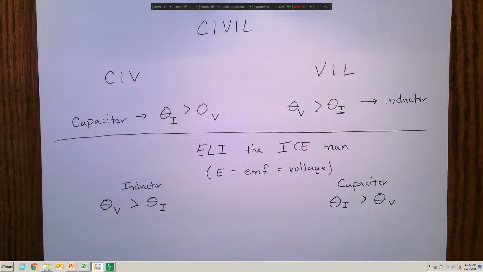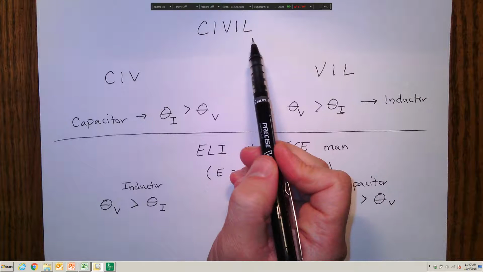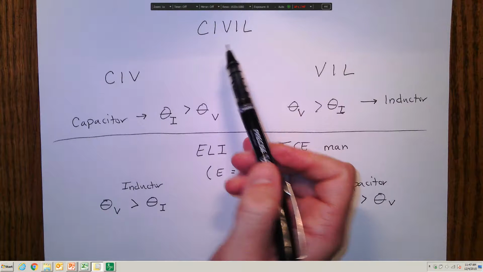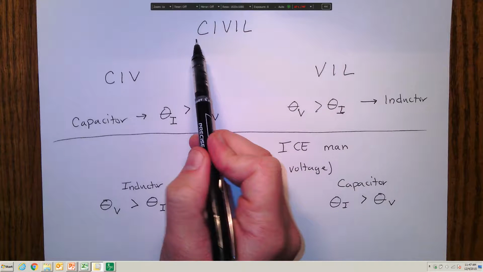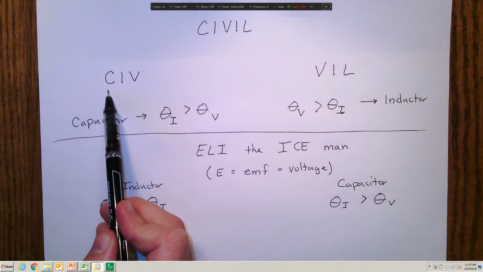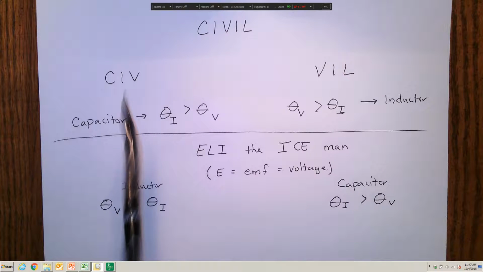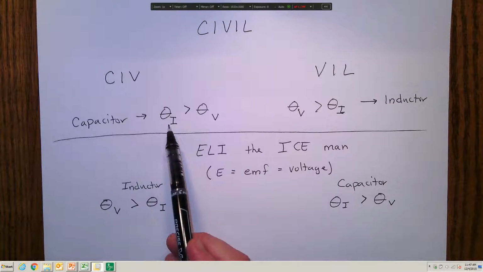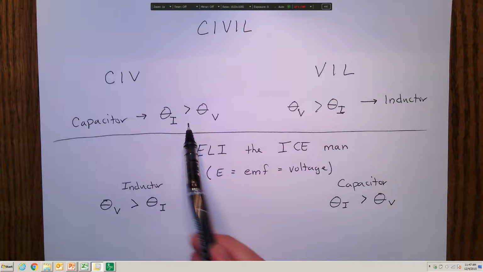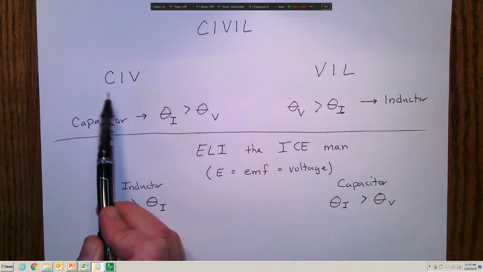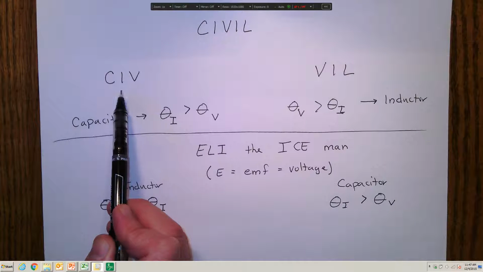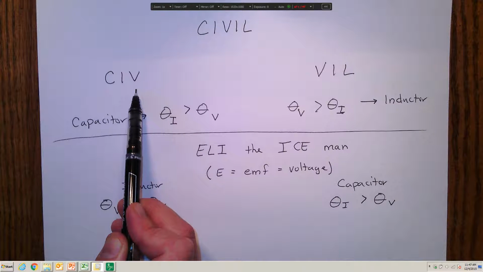And there are two different mnemonics that can be used to help you remember this. The first one is the CIVIL mnemonic. All right, so for the CIVIL mnemonic, we take the first part, the CIV. C represents capacitor, I represents current, and V represents voltage. And that tells us that for a capacitor, the phase angle of the current leads or is greater than the phase angle for the voltage. So for a capacitor, current leads the voltage.